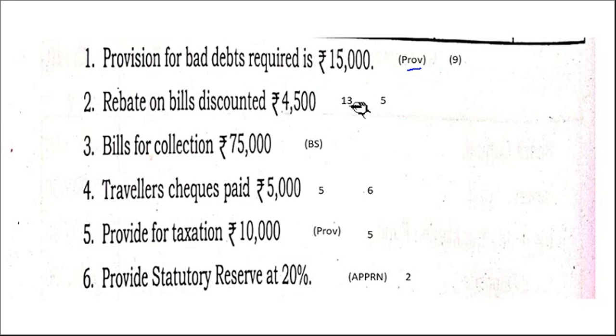Here, rebate on bills discounted. It comes under interest earned, schedule 13, and other liabilities and provisions 5. Bills for collection, 75,000. So, in the balance sheet, you might have observed the last item after contingent liabilities, after 12th schedule, the last one they have given bills for collection. There we have to write. Okay, we have to write, that's it.